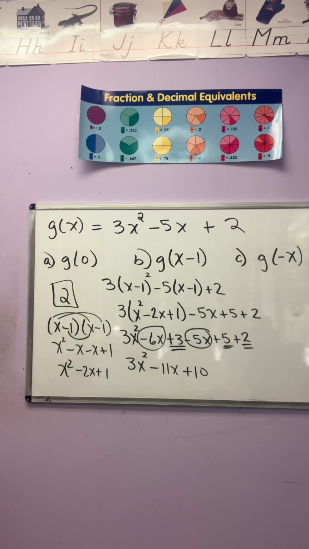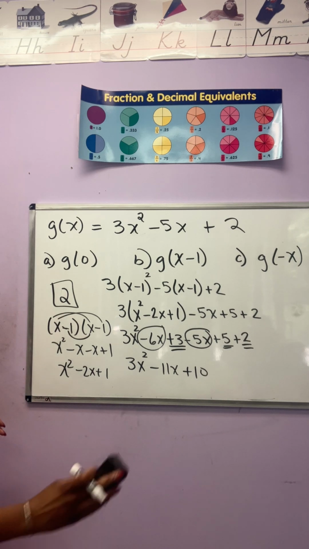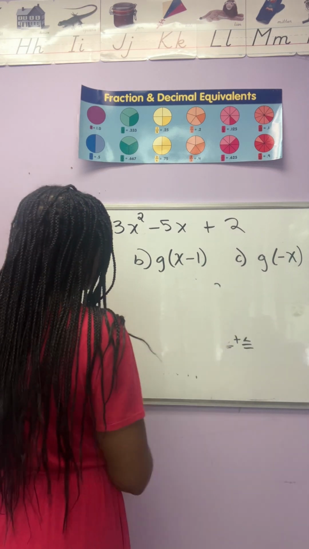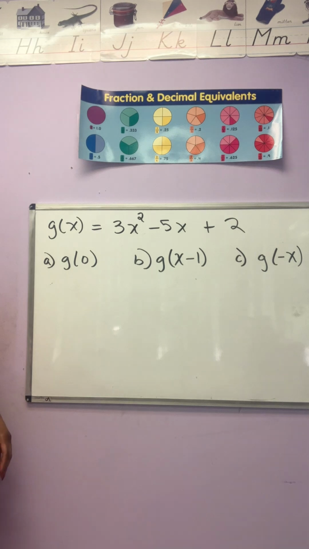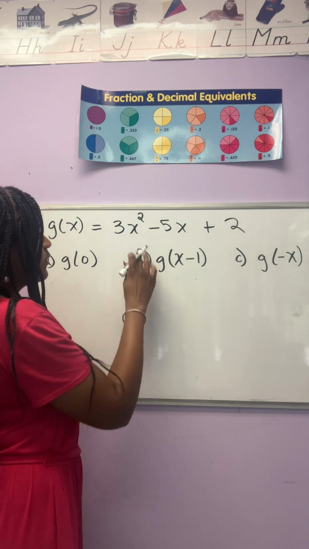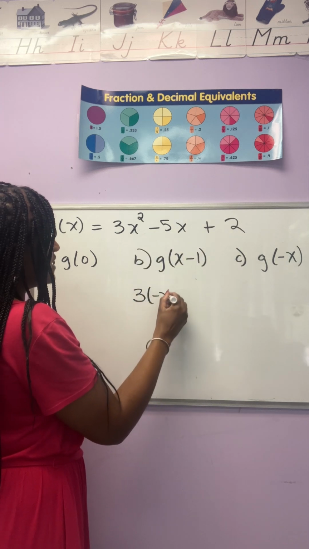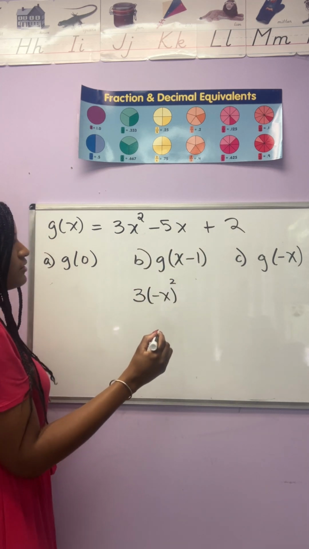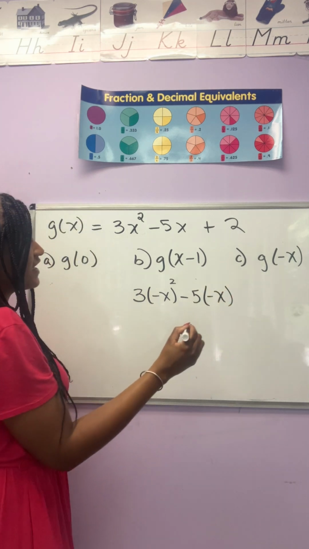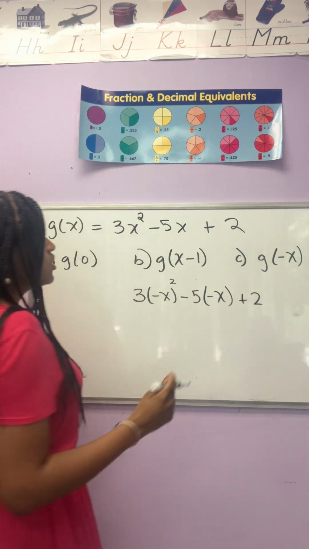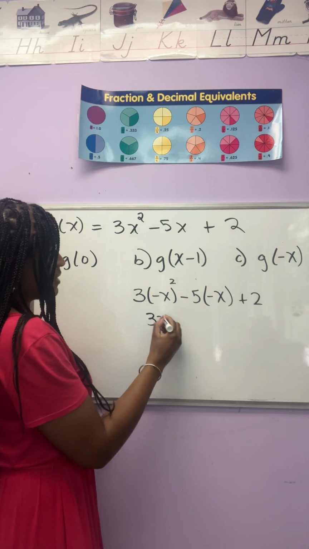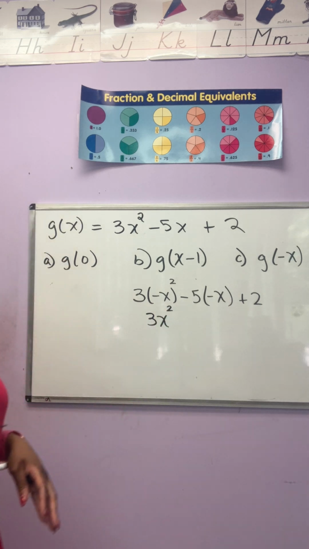Okay, so I'm going to need to erase that to try the next one, which is g of negative x. Remember, we can see if this is an odd or even function by what this does. So 3, where I see x, I'm going to put in negative x to the second power minus 5, and I'm going to put in negative x plus 2. So negative x to the second power will just give me x squared, which is 3x squared again.